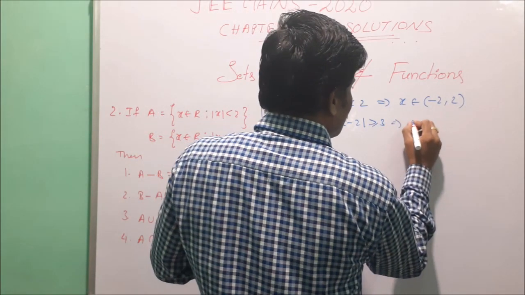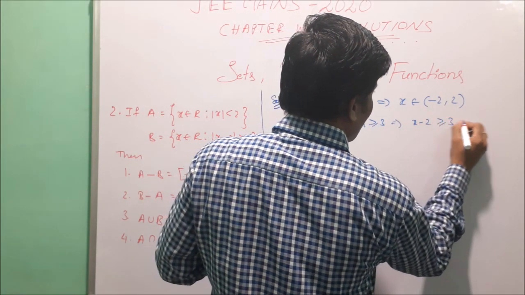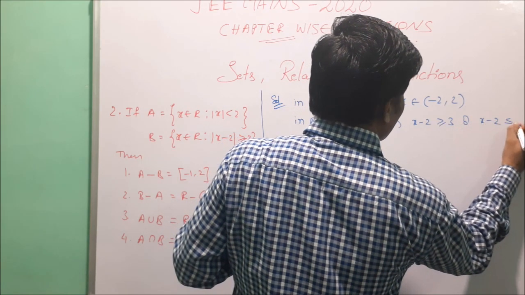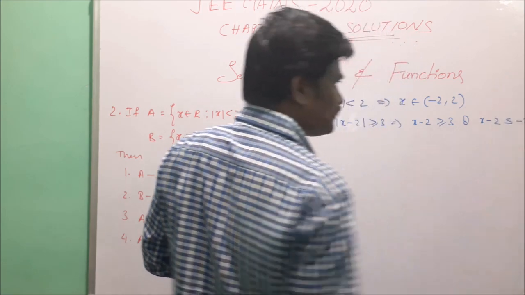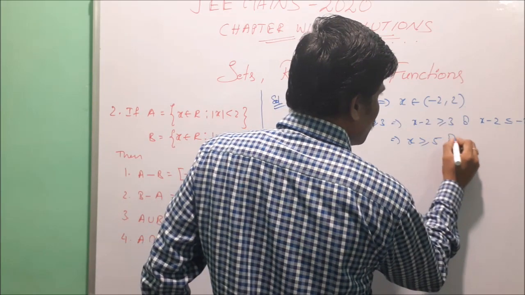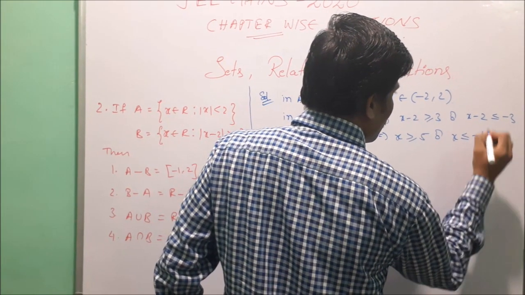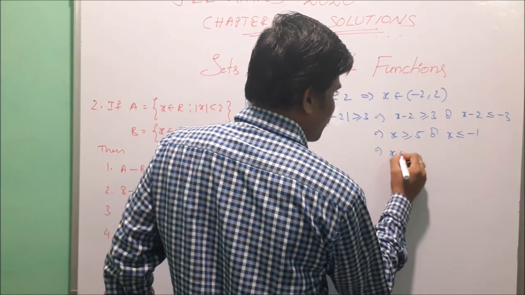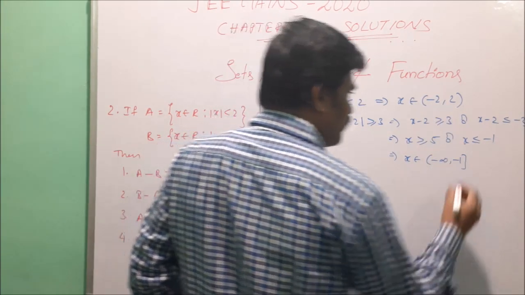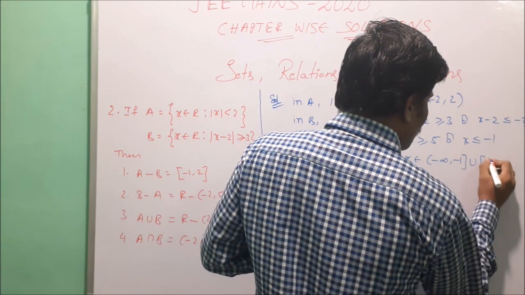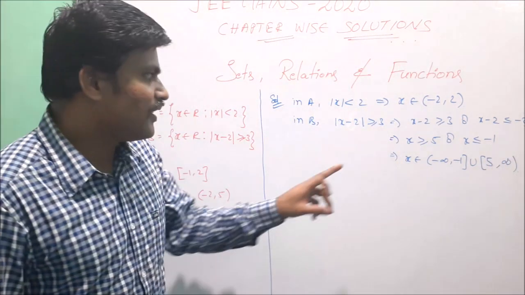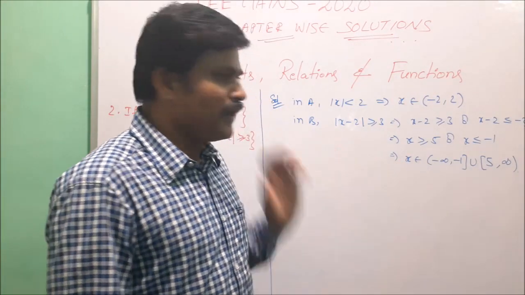Now which implies X minus 2 is greater than or equal to 3, or X minus 2 is less than or equal to minus 3. Now which implies X is greater than or equal to 5, or X is less than or equal to minus 1. Now the interval is X belongs to minus infinity to closed minus 1, union closed 5 to open infinity. So this is the interval for X in the set B.